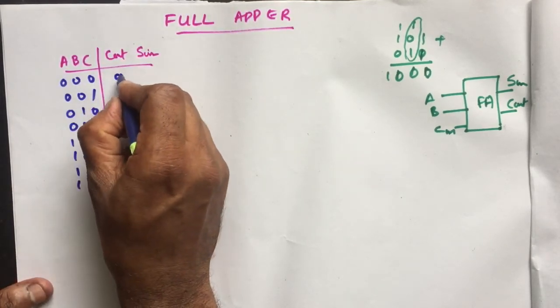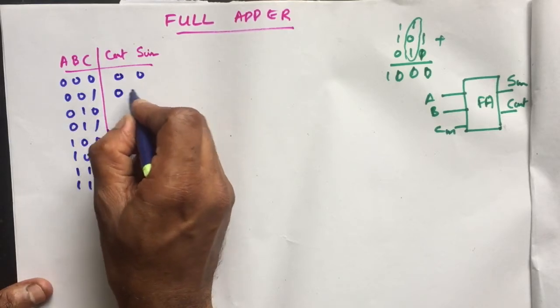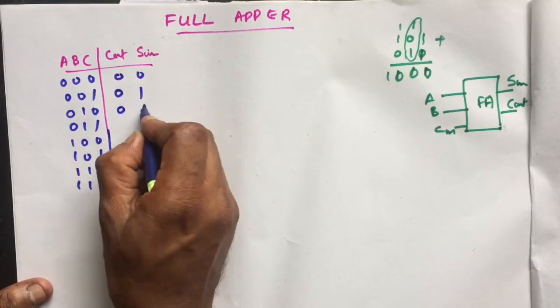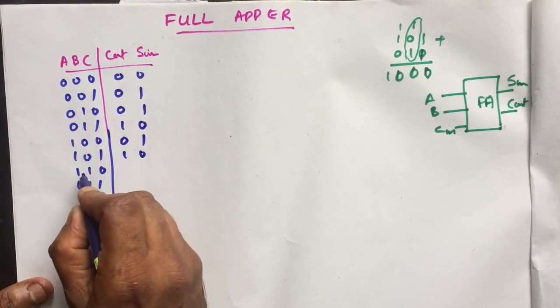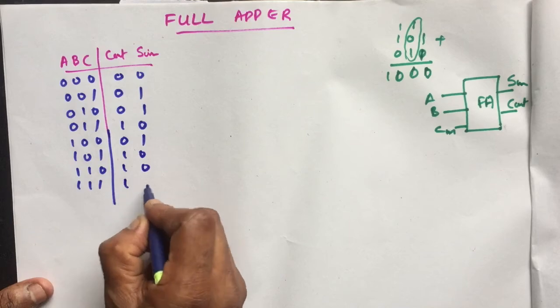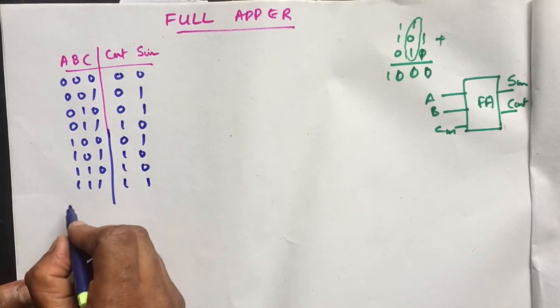0 plus 0 plus 0 is 00. 0 plus 0 plus 1 is 01. 0 plus 1 plus 0 is also 01. 0 plus 1 plus 1 is 2, that is 10. 1 plus 0 plus 0 is 01. 1 plus 0 plus 1 is 2, that is 10. 1 plus 1 plus 0 is 2, that is 10. 1 plus 1 plus 1 is 3, that means 11. That is the whole truth table.